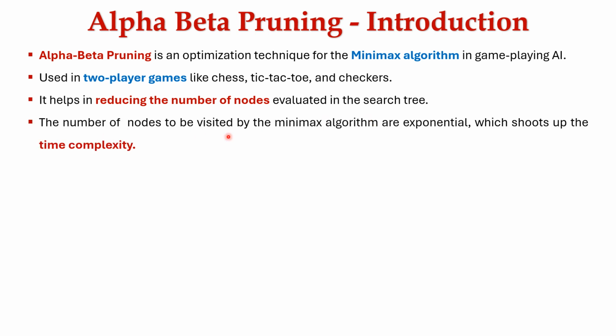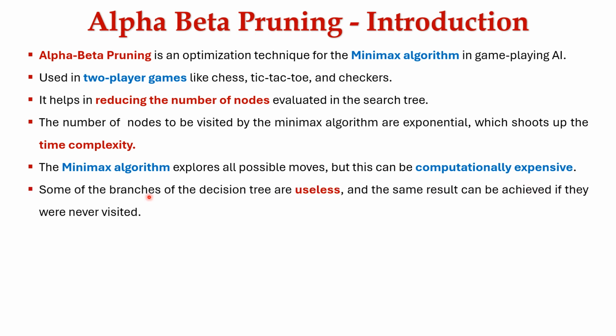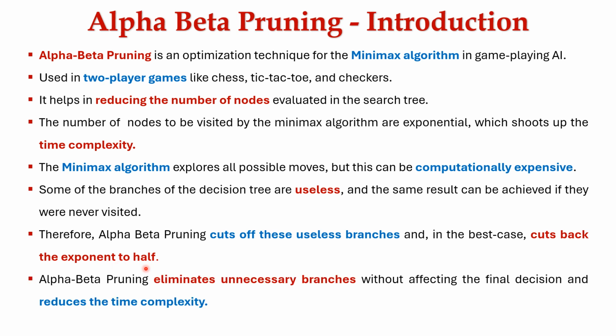The number of nodes to be visited by the minimax algorithm is exponential, which shoots up the time complexity. The minimax algorithm explores all possible moves, but this can be computationally expensive. Some of the branches of the decision tree are useless, and the same result can be achieved if they were never visited. Therefore, alpha beta pruning cuts off these useless branches, and in the best case cuts the exponent back to half. Alpha beta pruning eliminates unnecessary branches without affecting the final decision and reduces the time complexity.